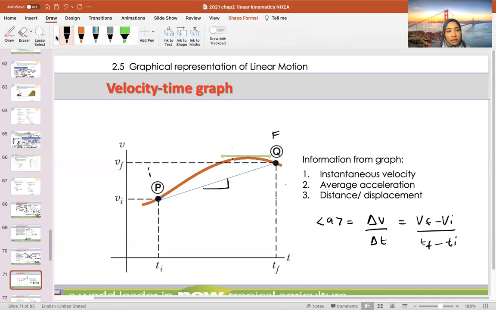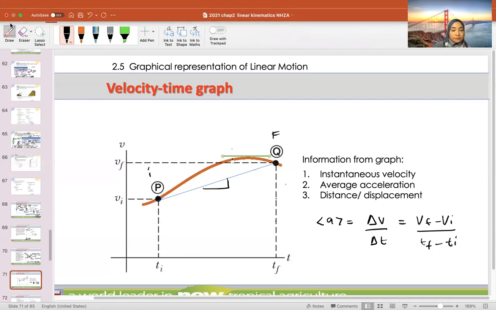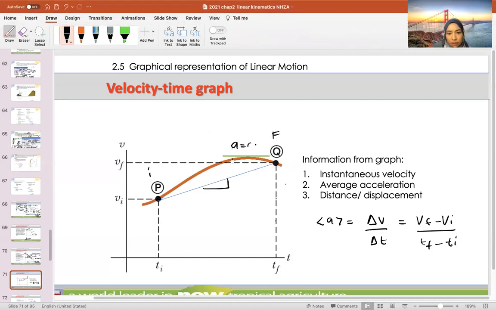Sama je. Gradient is equal. The gradient of a velocity graph will give you acceleration. The gradient of a displacement graph will give you velocity. It all depends on the equation. So this will give you A equals to 0. Sorry, this is instantaneous.